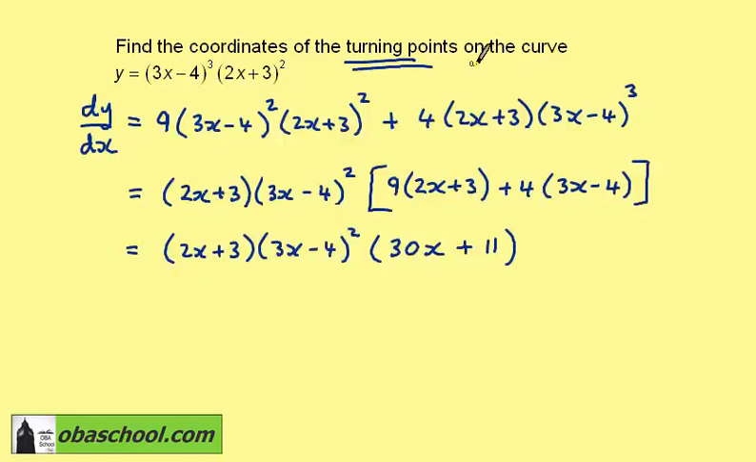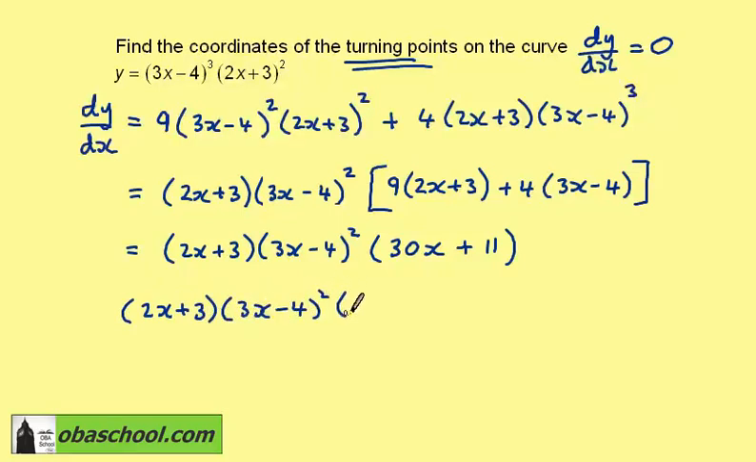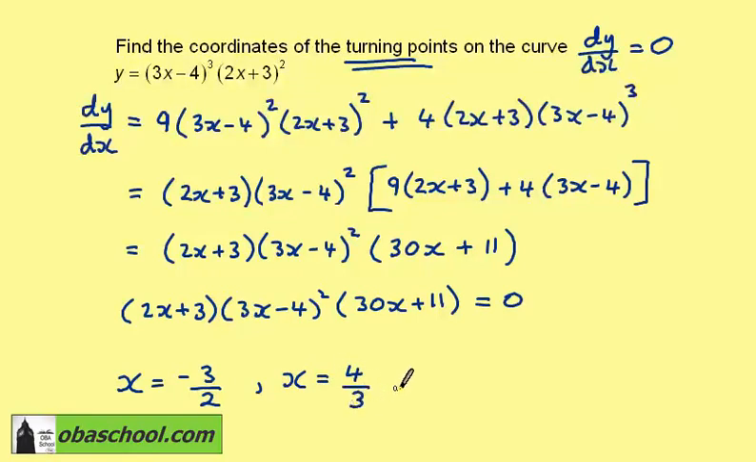We want turning points, and that means dy/dx is equal to 0. So we need to have this equal to 0: (2x + 3)(3x − 4) squared (30x + 11) = 0. We can see this gives us x = −3/2. This gives us x = 4/3. And the final bracket gives us that x = −11/30.